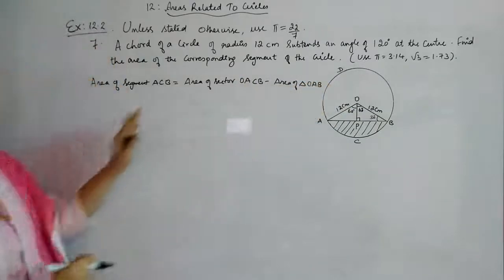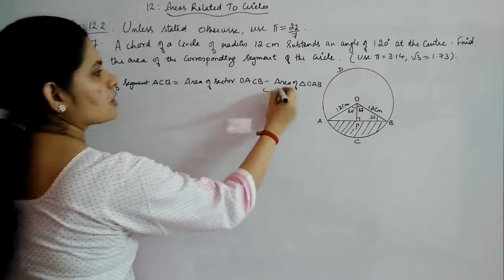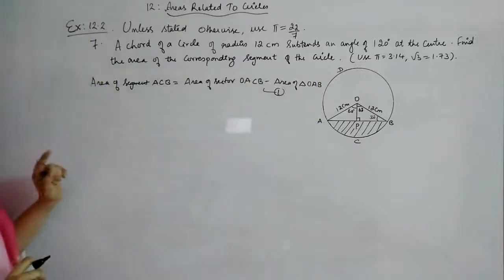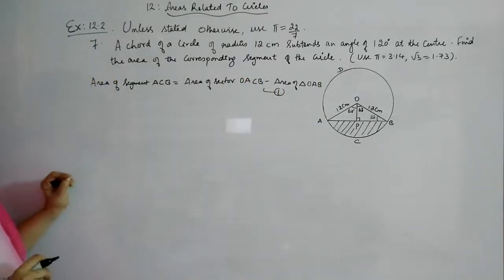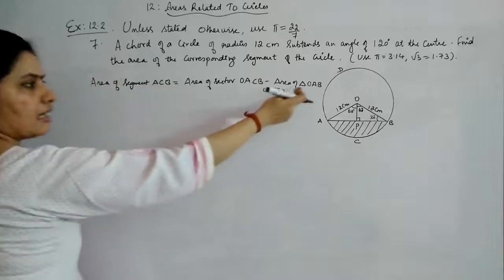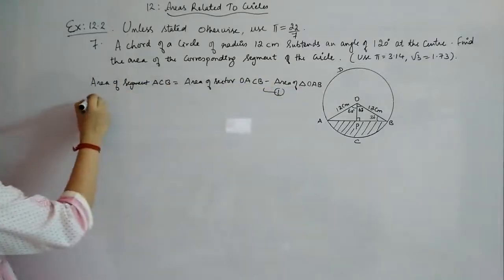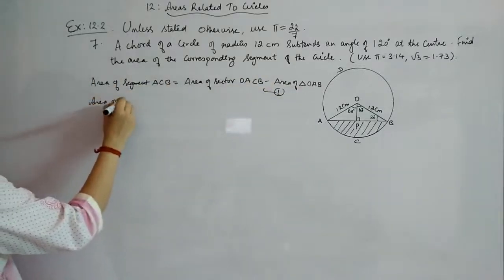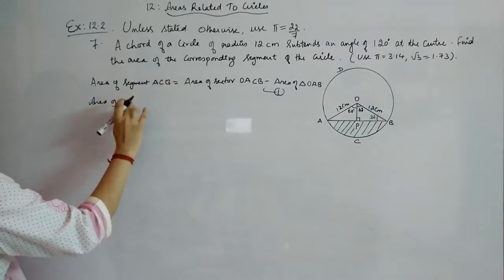Okay. Now first we will keep it like this because we have to separately find out the area of the sector as well as area of triangle. This is having a process, that's why we are separately doing. Now area of sector we will find out first. What is area of sector?